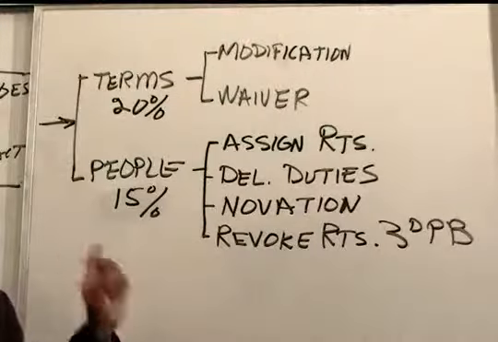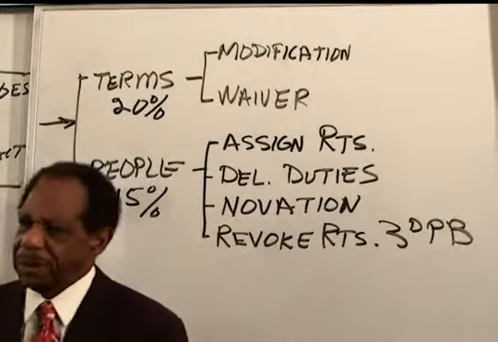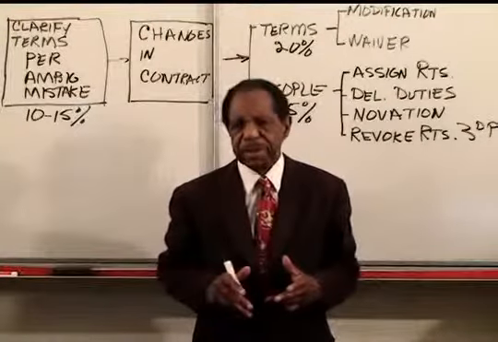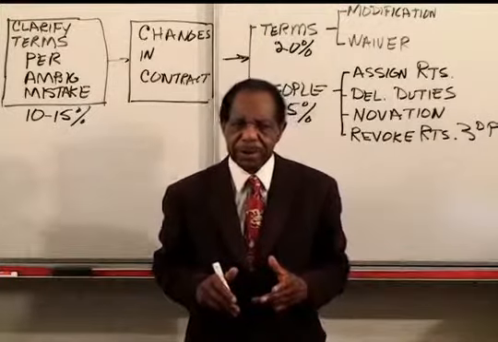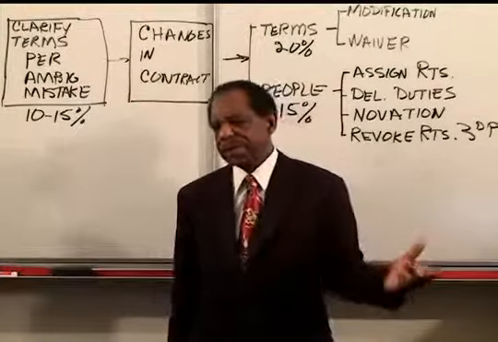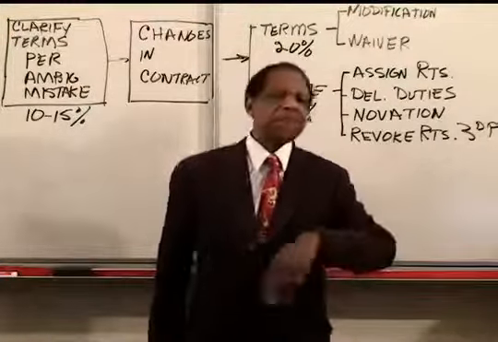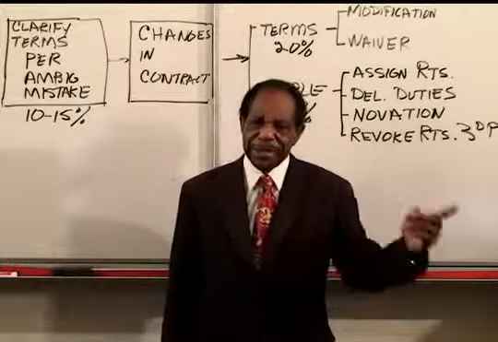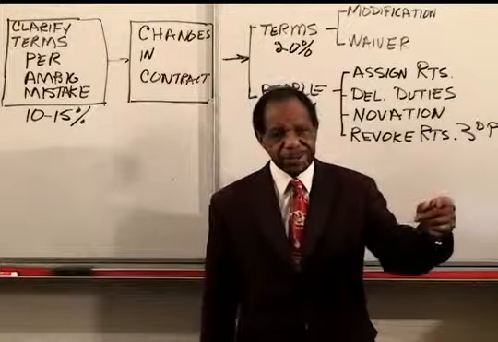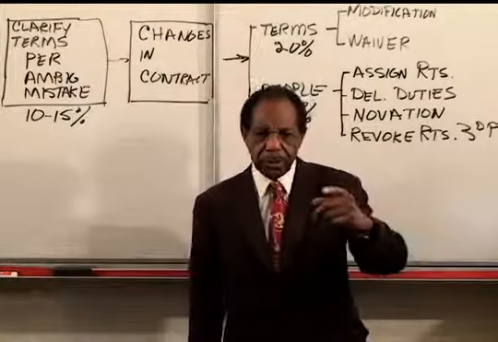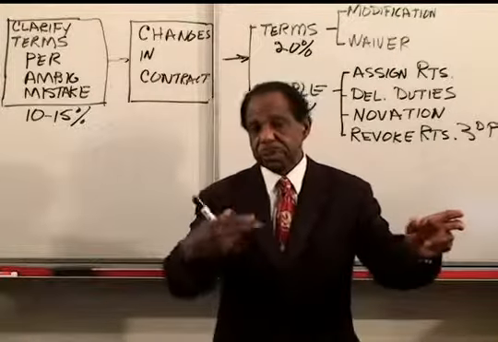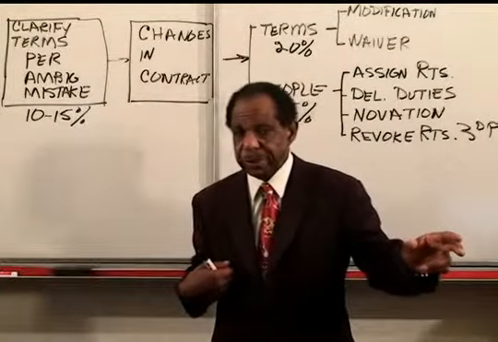Novation. The novation is the third way to change the people, and in the novation, you and I have a contract, and then one of us wants to be completely replaced in the contract. Not when you assign rights. You assign the rights to somebody else, but for example, you assign to Mary the right to receive the car, but you're still paying me for it. So all three of us are still in the contract.